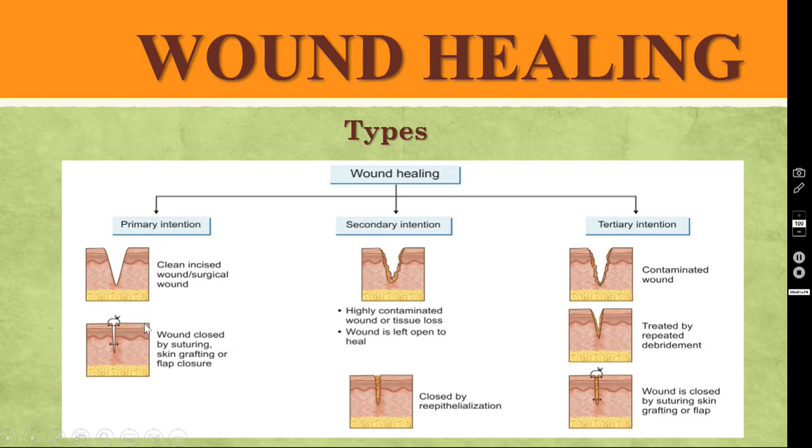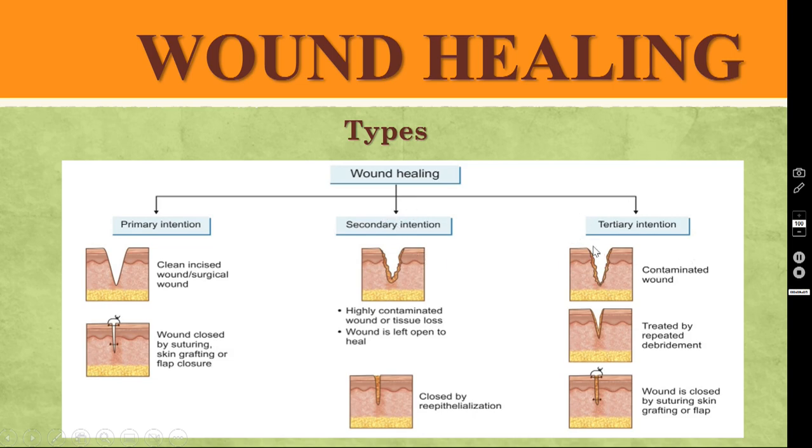The formation of scar tissue is minimal here. Whereas in secondary intention, the wound is highly contaminated and there may be tissue loss also. The wound is usually left open to heal. So the wound is closed by epithelialization, and there is a lot of scar formation in this type of secondary intention wound healing.